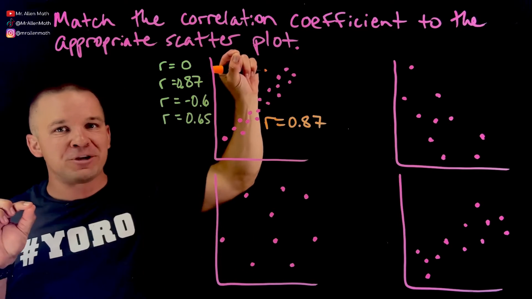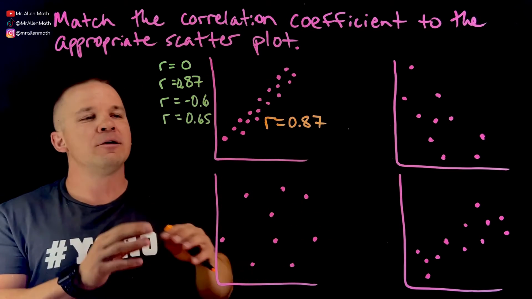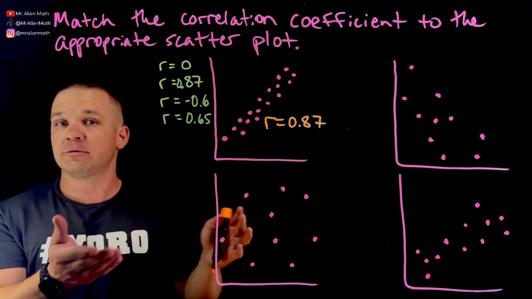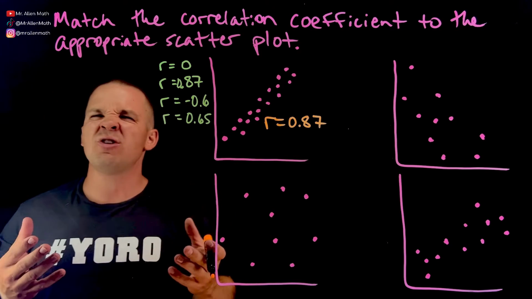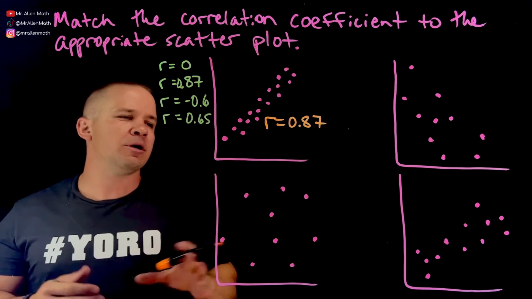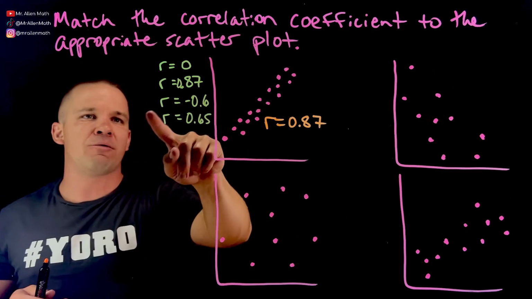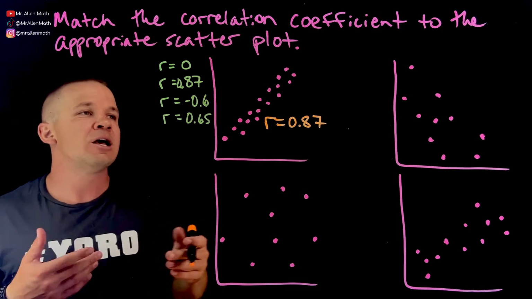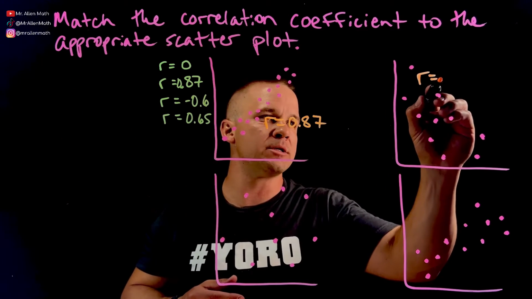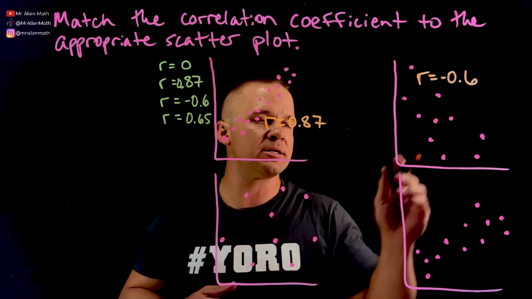If it was in a perfect line, then it'd be R equals 1. You're never really going to get that out in the wild, but you can get pretty close. Next one here. This one looks like it's sloping negative, so that's a good one to pick out. We only have one of them that's negative, right? So this has got to be the R equals negative 0.6.